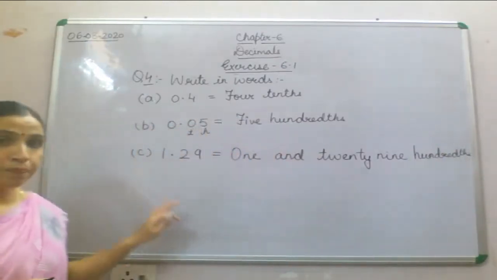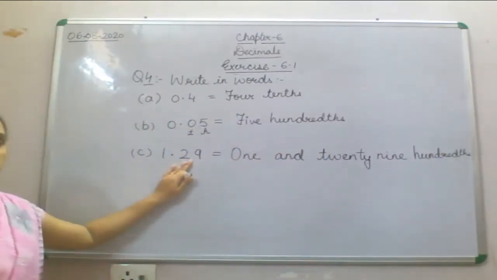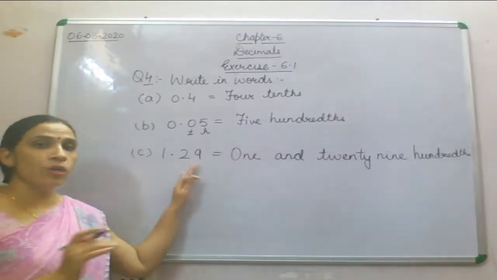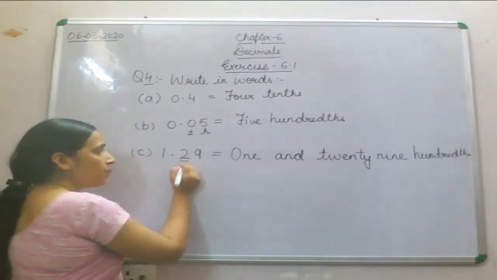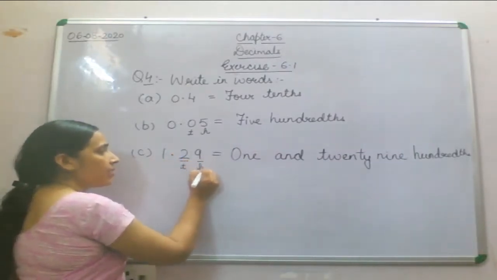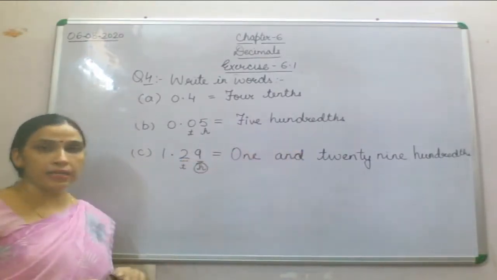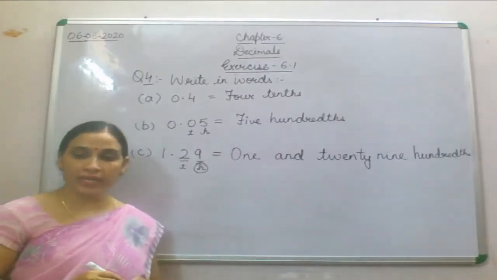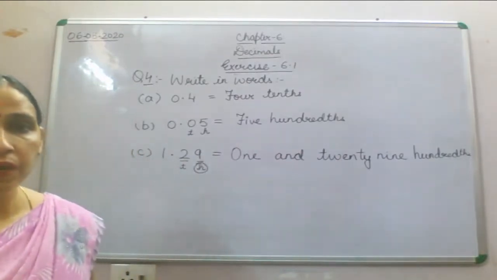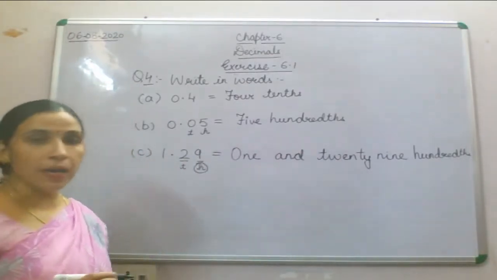Remember it carefully. Here you are going to take the highest place value. Tenths is there and hundredths is there. Which is the highest? Hundredths. So 29 will become hundredths. So 1 and 29 hundredths. Fine. Now we'll come to the D part.